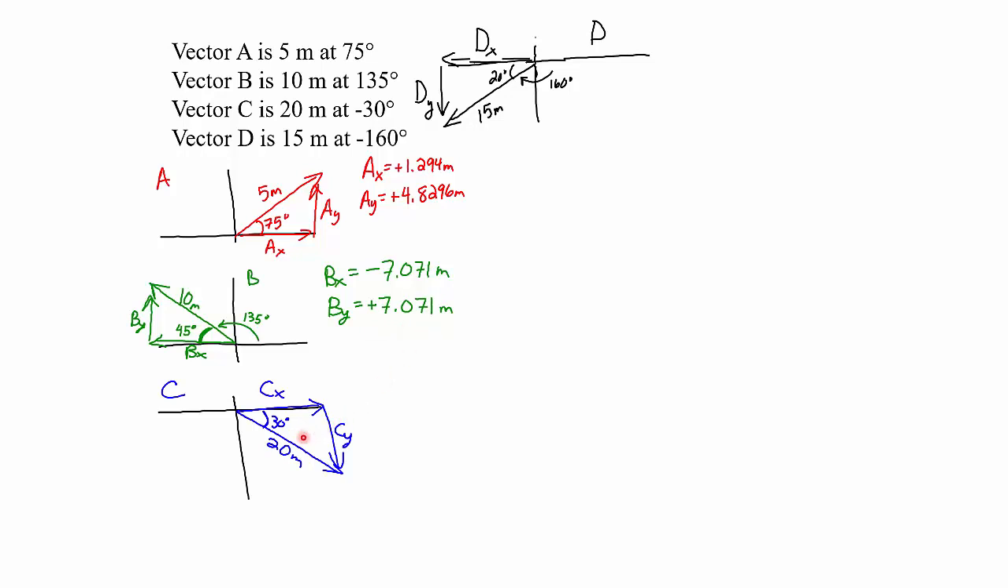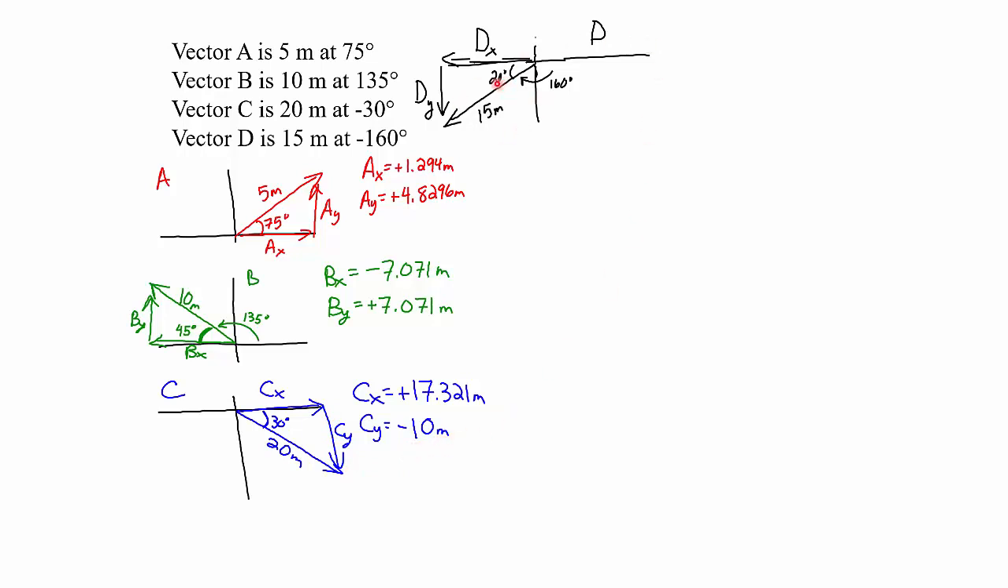Next, for vector c, 20 times the sine of 30 degrees will give me cy. 20 times the cosine of 30 degrees will give me the size of cx. And so I calculate those values. Cx is to the right, so it's positive. Cy is down, so it's negative. So Cx, 20 times the cosine of 30 degrees, is positive 17.321 meters. 20 times the sine of 30 degrees gives me 10. But since Cy is down, my y component is negative 10 meters.